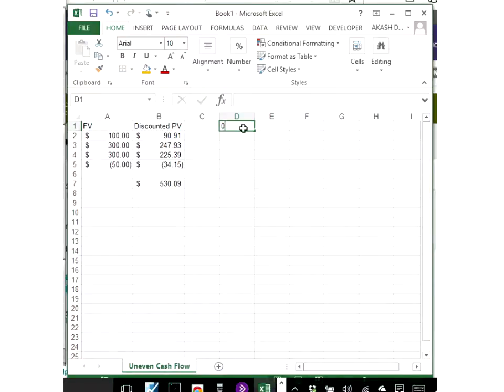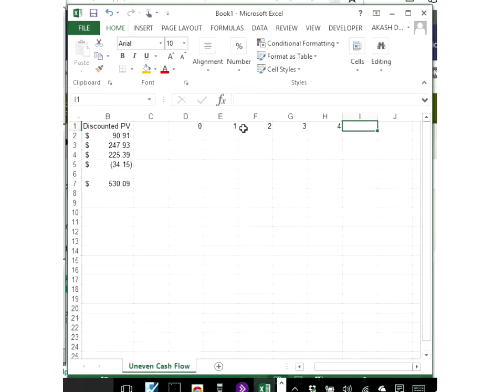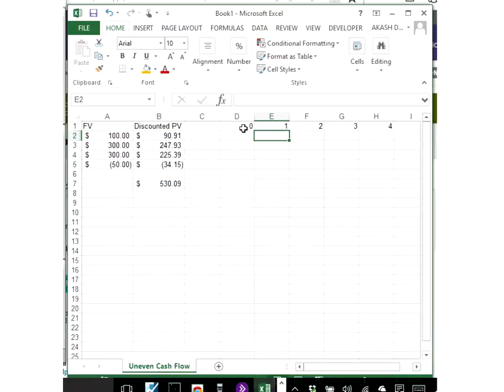So let me just put 0, 1, 2, 3, 4, 5. And remember, in the 0, 1, there's nothing being paid out. The first one is 100, then 300, then 300, and then negative 50. So these are the cash flows. And you want to calculate the present value in today's money.